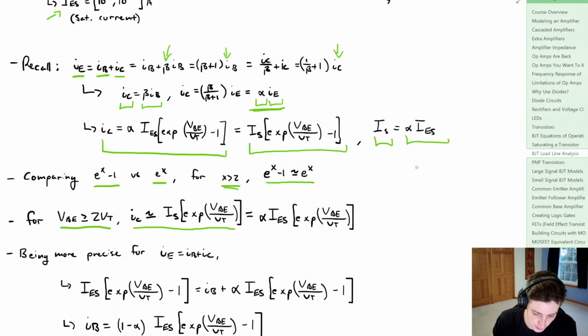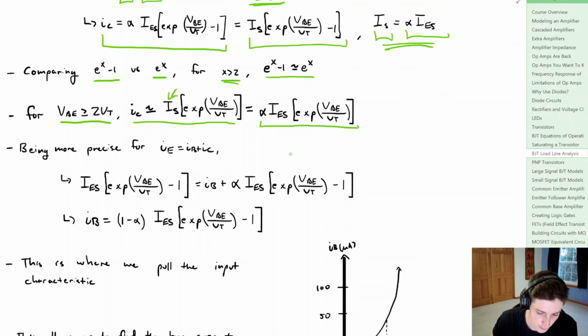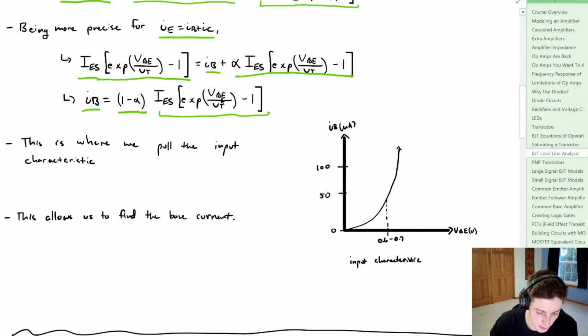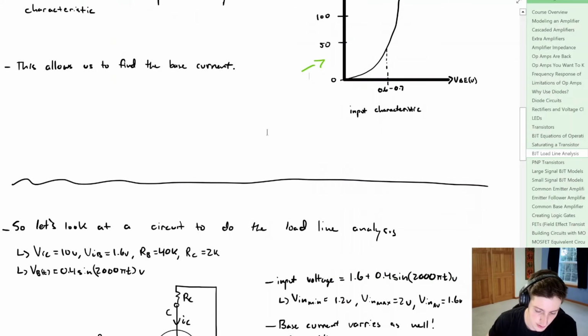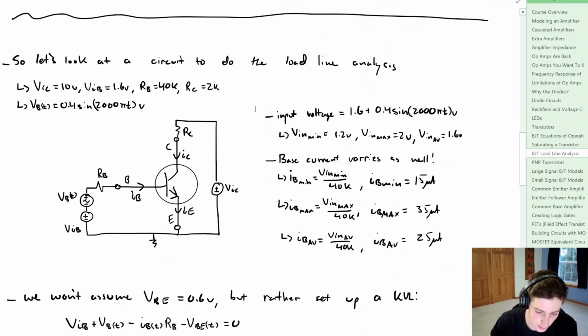Now if we wanted to include alpha again, we could just break up this IS here into what we defined up here. If we wanted to be more precise for the emitter current in terms of the base and the collector, we could say that this emitter current right here is equal to IB, and then some collector current that's also expressed similar to the Shockley equation. From that we could find the base current, where we just get this 1 minus alpha, and then this term that we're familiar with. This is where we pull the input characteristic from, and this allows us to find the base current. So that's how we get this. So let's look at a circuit to actually do the load line analysis.